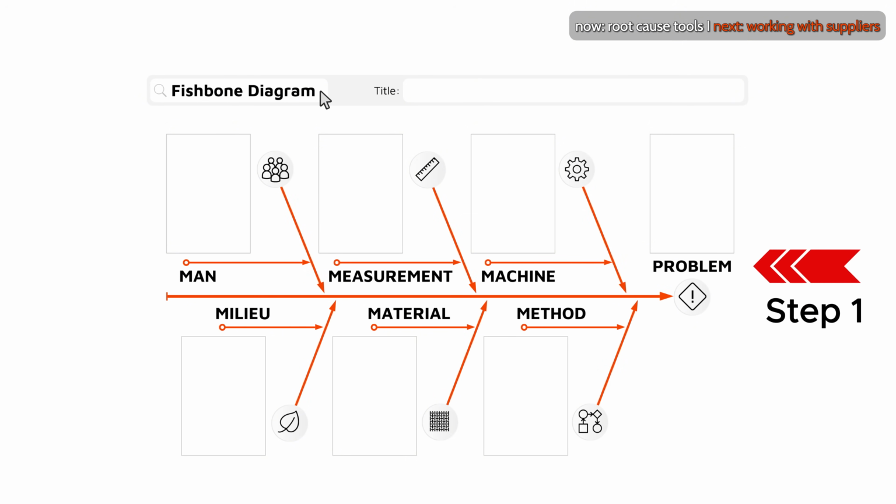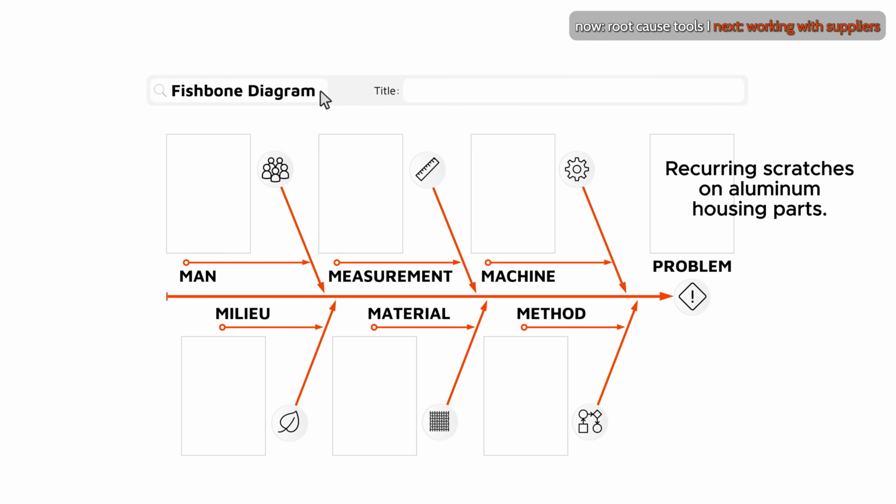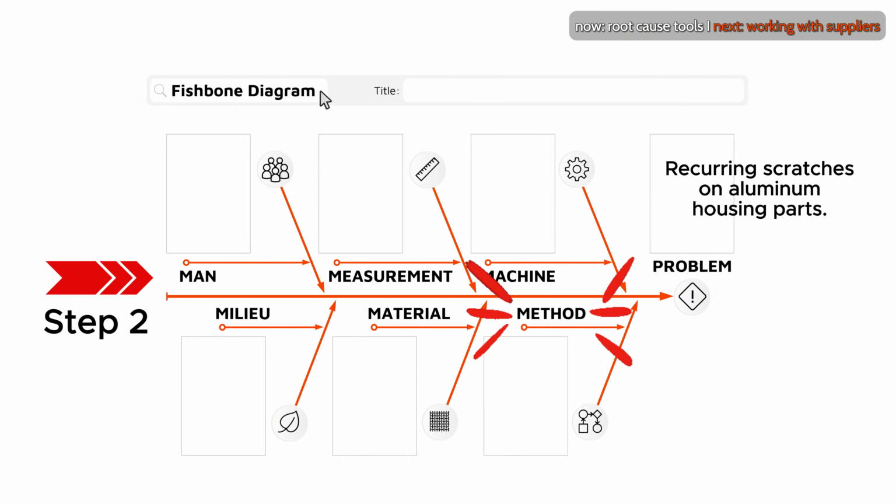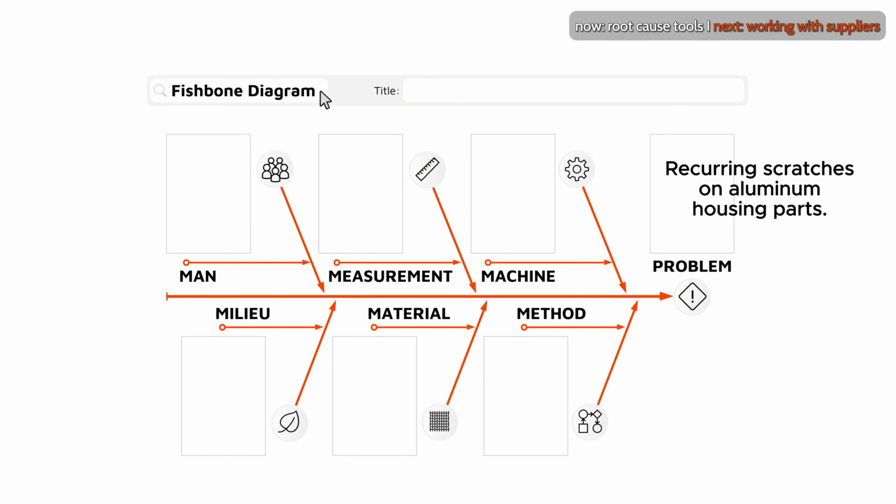Step 1. Define the effect. Write clearly. Recurring scratches on aluminum housing parts. Place it at the head of the diagram. Step 2. Define cause categories. Select relevant categories. For example, method, material, man. These form the main branches. Step 3. Identify possible causes.